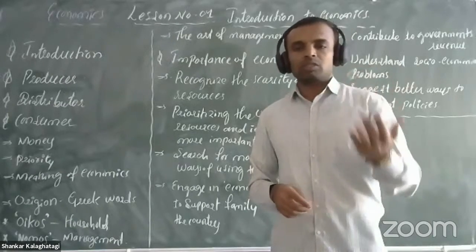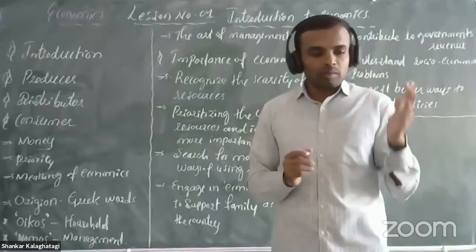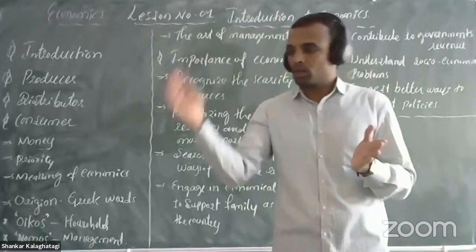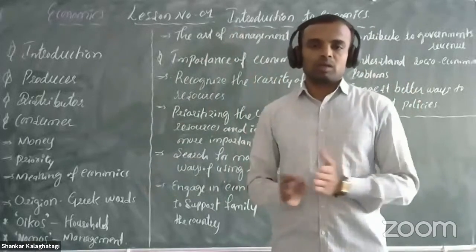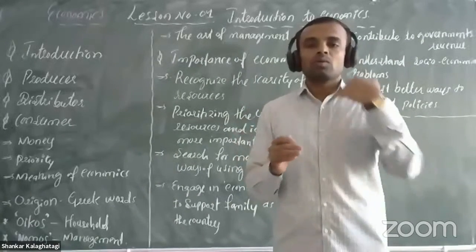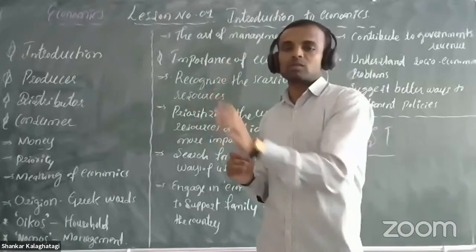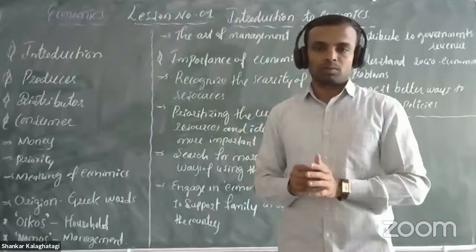It is according to your wish, you can write that definition. The person who purchases goods from the manufacturer and sells them to the consumer is called a distributor, or directly you can say the people who provide goods and services to the consumers or customers are called distributors.